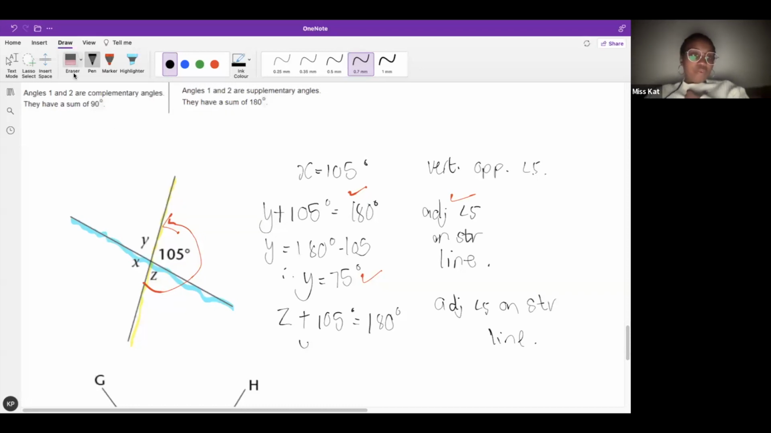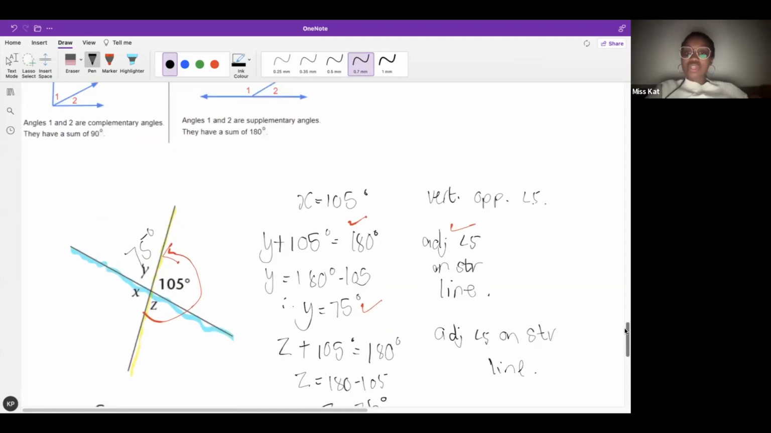And that, therefore, is going to make Z 180 minus 105. Therefore, Z is also 75. Alternatively, after you worked out Y, you could have just said Z is 75 because they are vertically opposite angles. Or, thank you, Offense, I didn't think about that, you could use angles around a point. You could add them all around and say they are equal to 360 degrees. If someone once asked me, why do we use reasons? Because we want to know what you're using. Look how many methods there are.